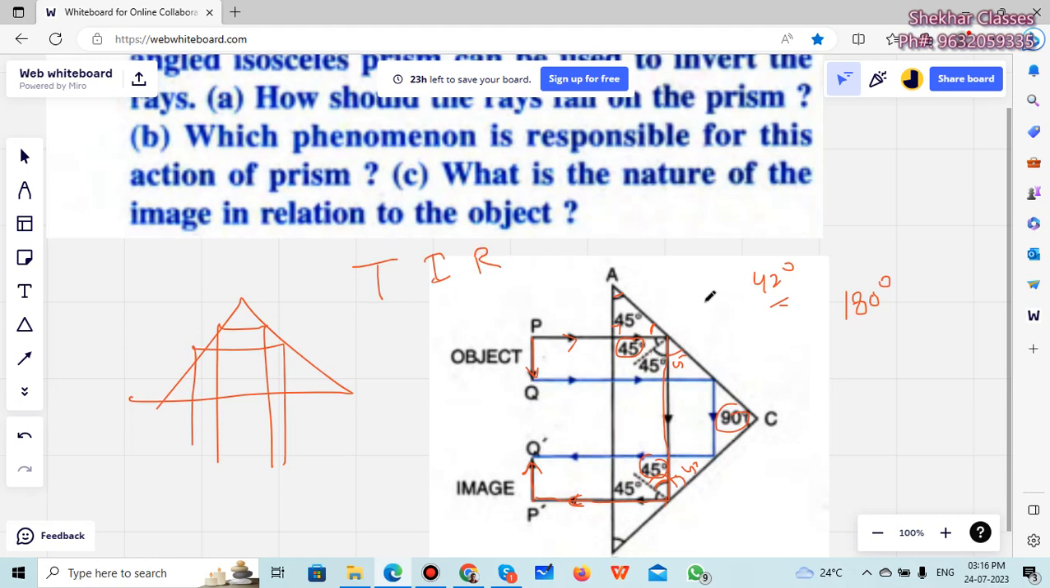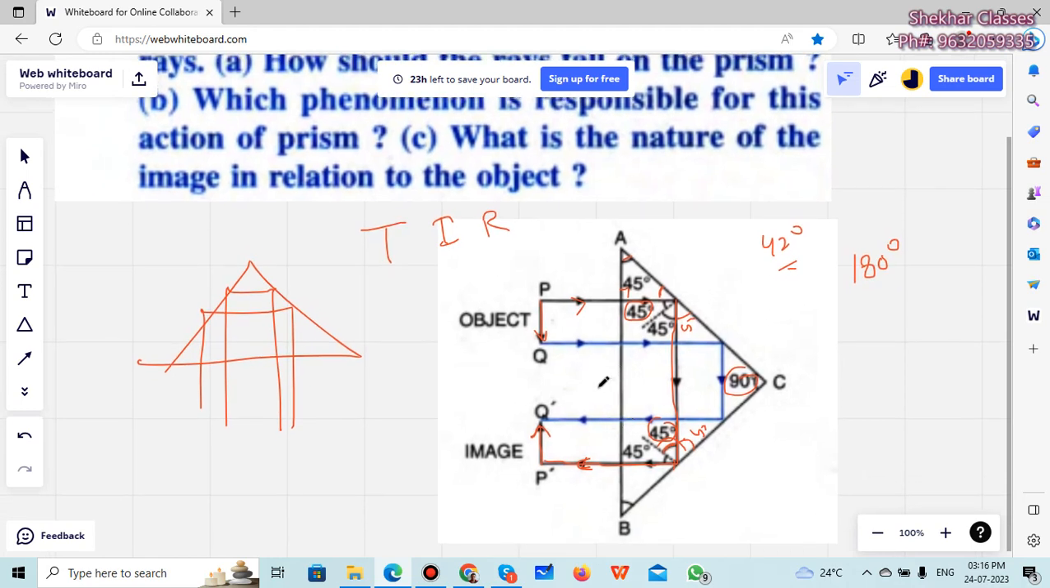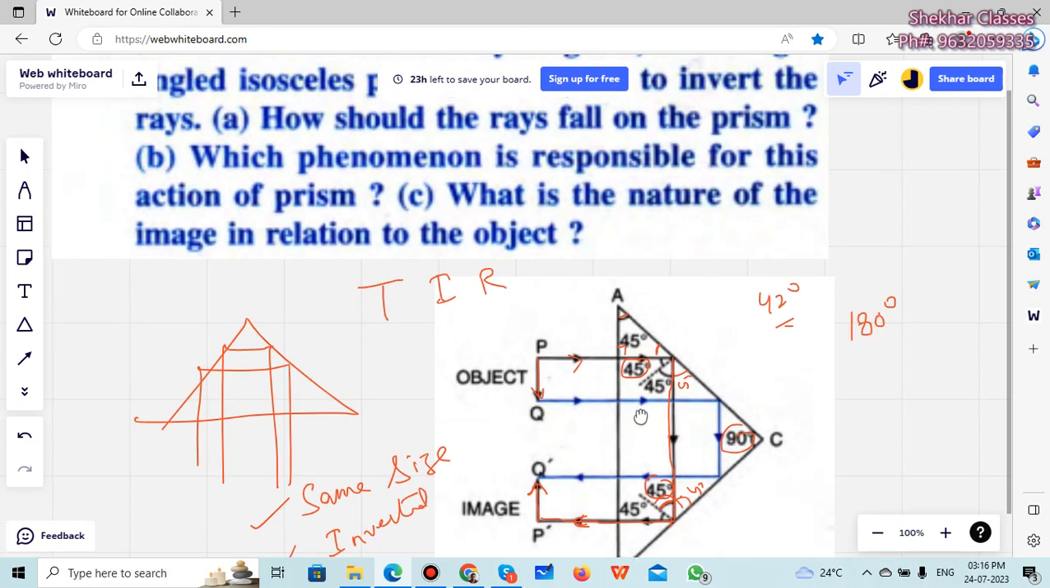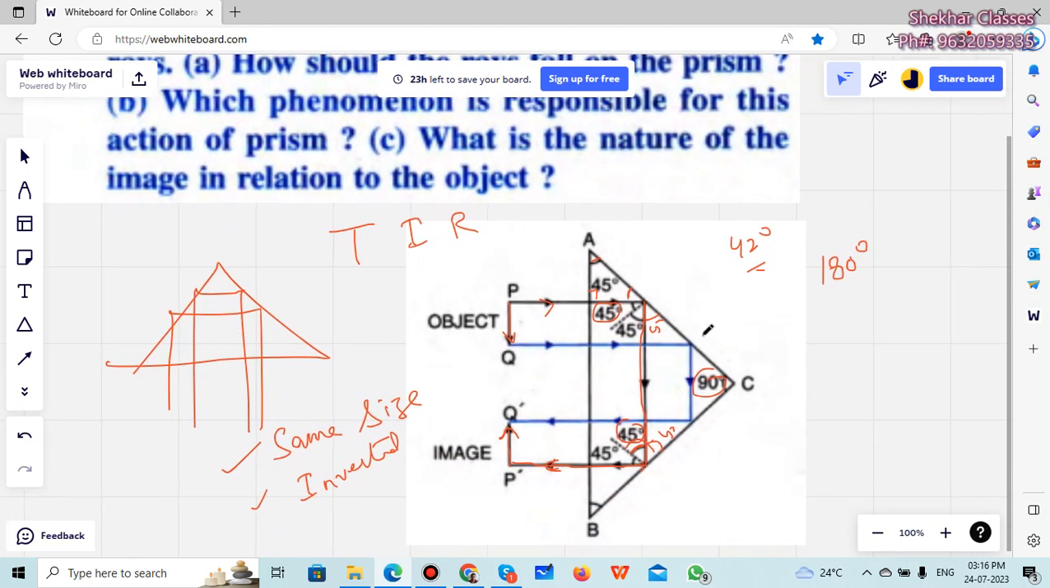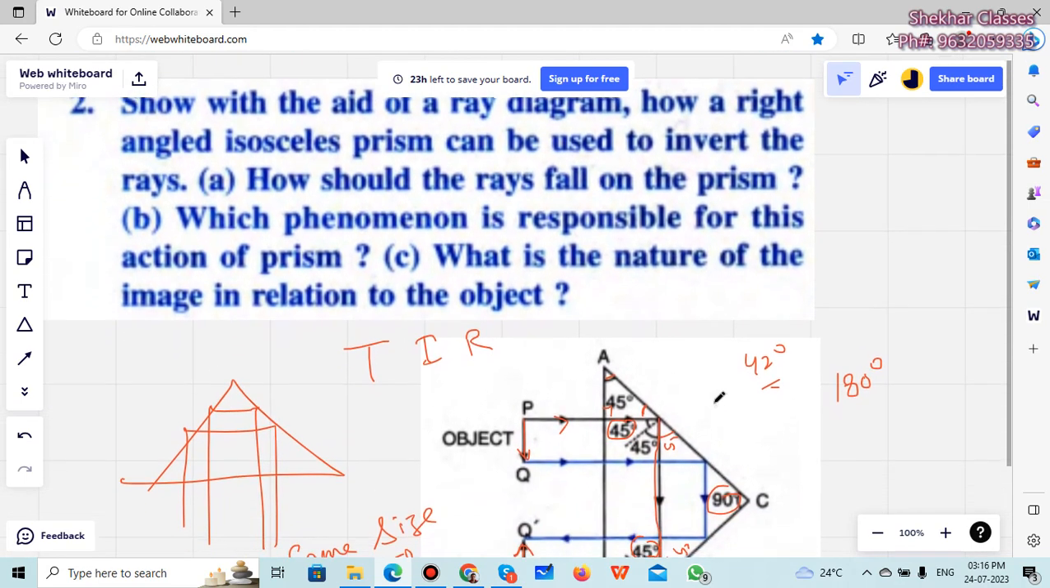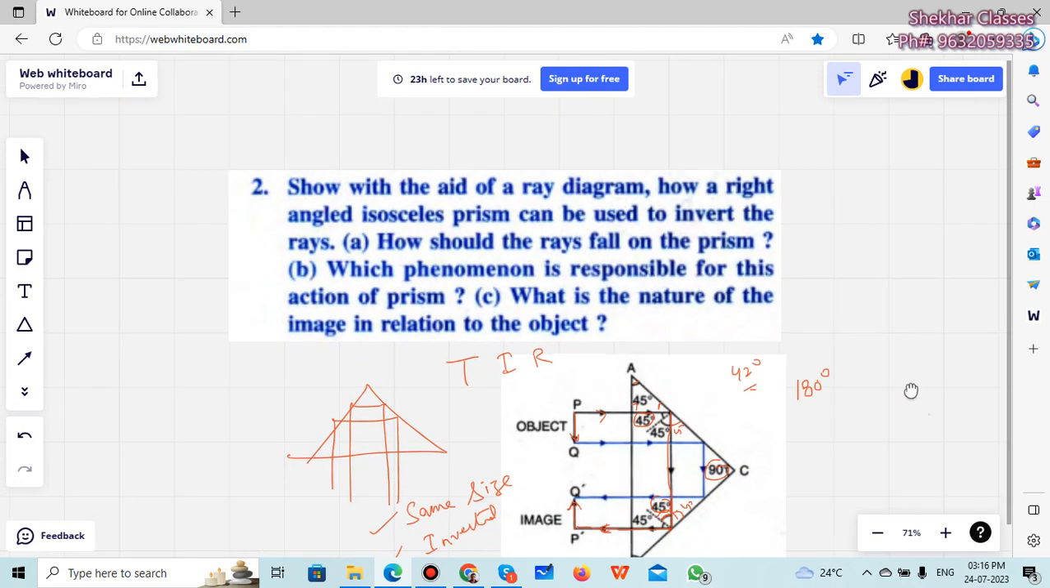What is the nature of the image in relation to the object? Nature of the image is same size, and second it is inverted. Is it clear? Same size and inverted. You can write the nature of the image in relation to the object here. And brightness will be the same because there is nothing lost in the intensity of the light. So this is how we have to solve the second question.